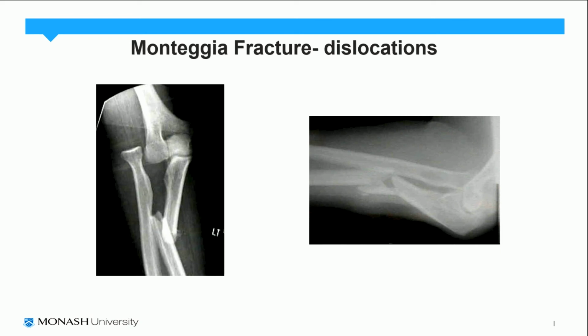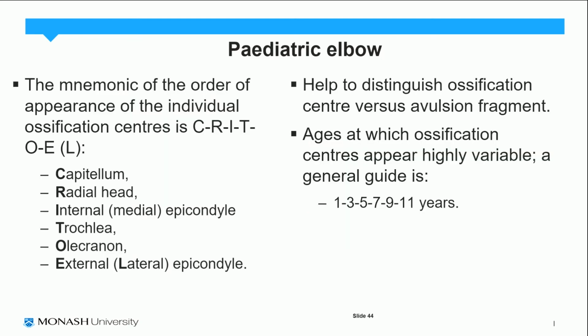So in the image on the left, we can see that there is a fracture of the ulna, but if we draw our radiocapitellar line, we will see that there is a dislocation of the radial head, and that's also visible on the lateral view.